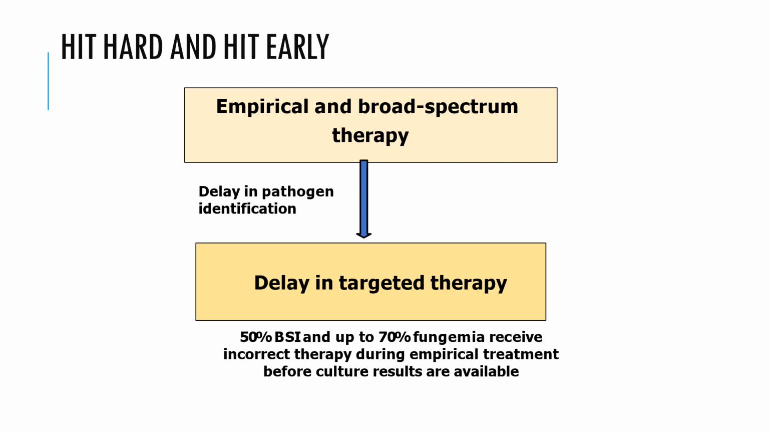So the principle is hit hard and hit early. Empirical and broad spectrum therapy needs to be initiated. Delay in targeted therapy will affect patient management. 50% of bloodstream infections and up to 70% of fungal infections may receive incorrect therapy during empirical treatment before culture results are available.